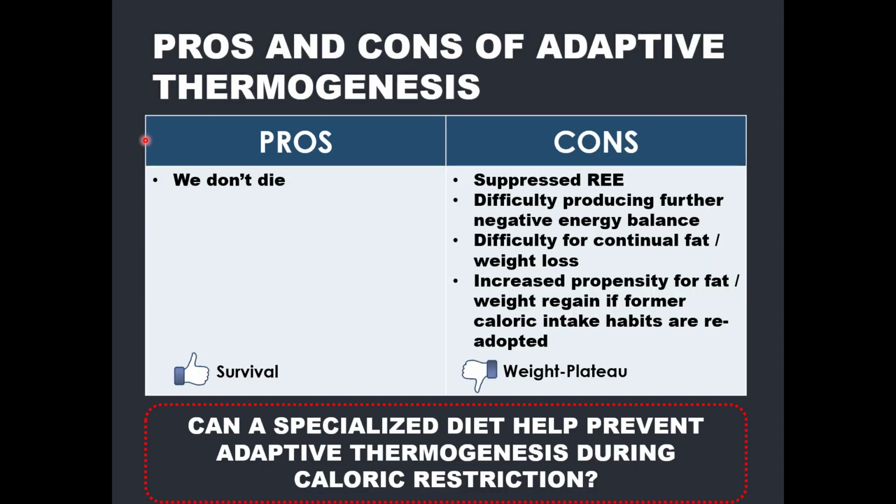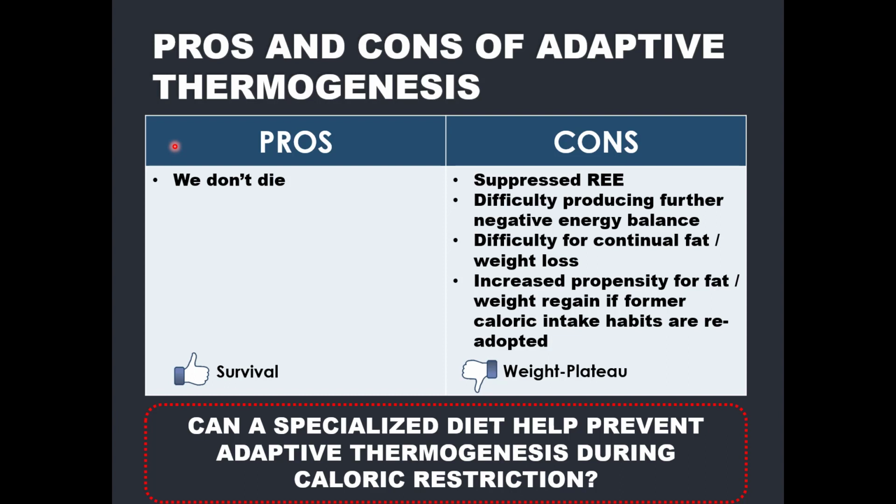So yes, adaptive thermogenesis to a sustained energy deficit has its pros and cons. Now, the pros of this suppression of resting energy needs and expenditure, or basal metabolic rate, in response to a sustained energy deficit is biological. It is to ensure survival.